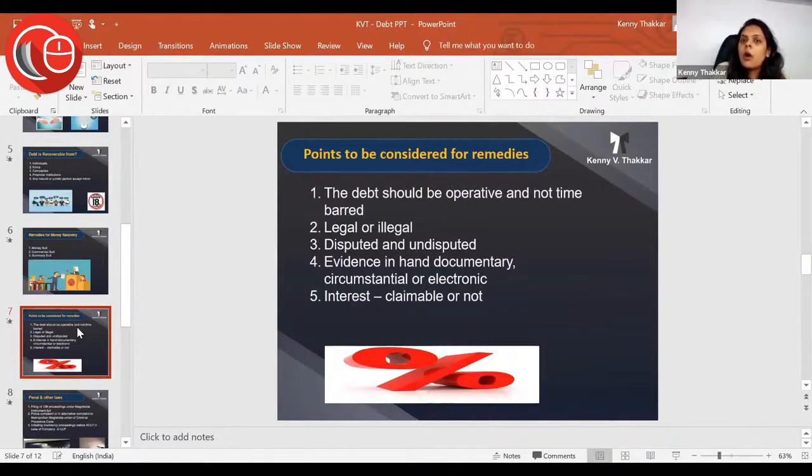Now, what are the points to be considered while you are dealing with a particular suit? Whether the debt is operative or is it time barred? Normally there is a period of 3 years. Obviously it varies from case to case and circumstance to circumstance, but ideally 3 years is the period for which you can recover your debt. So are you falling within that 3 years? Is the last payment made within 3 years, or is a part payment made within the period of 3 years, or is the debt admitted within the period of 3 years? That is one parameter which is normally looked at to establish that my claim is not time barred.